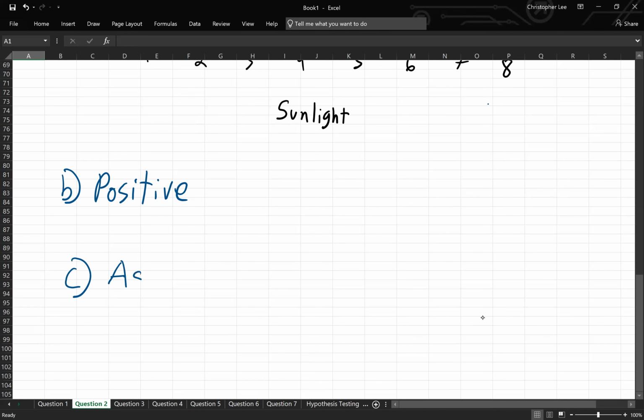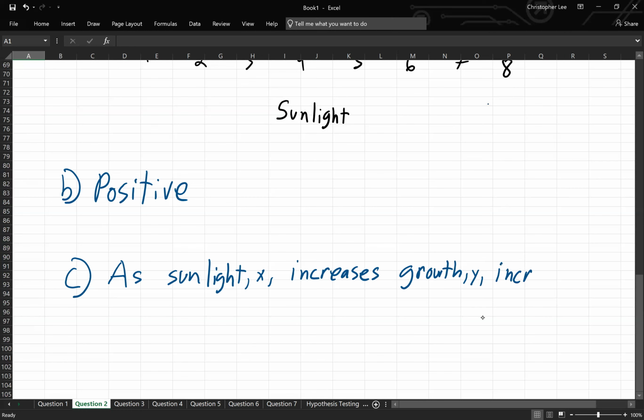As sunlight, the x-axis, increases, right? Growth, or the Y, increases as well.